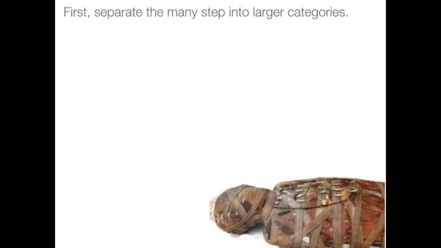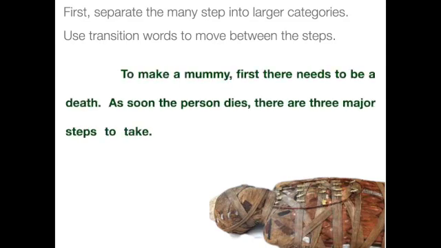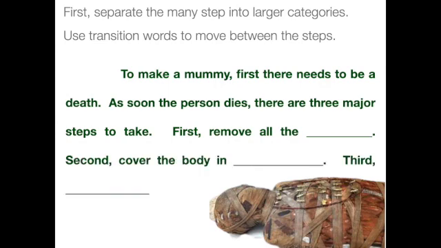The first step is to separate all these steps into larger categories and then use transition words to move between each step. So my basic paragraph is going to sound like this. To make a mummy, first there needs to be a death. As soon as the person dies, there are 3 major steps to take. First, remove all the, and then you put the thing that they removed. Second, cover the body in, and I want you to use the actual language that the video and the article used. And third, and then tell me the third step.